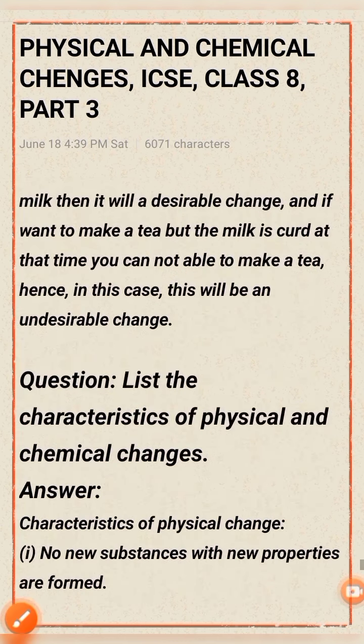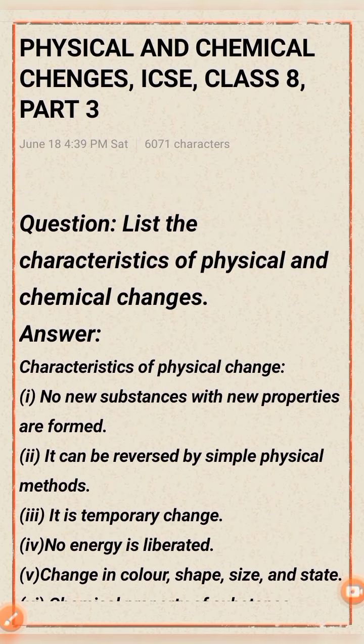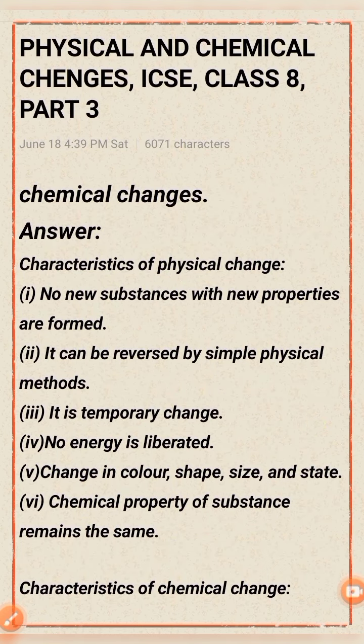Okay. Next question: list the characteristics of physical and chemical changes. Characteristics of physical changes. Point 1, no new substance with new properties is formed. Point 2, it can be reversed by simple physical methods. Point 3, it is a temporary change. Point 4, no energy is liberated. Point 5, change in color, shape, size and state. Point 6, chemical properties of the substance remain the same.